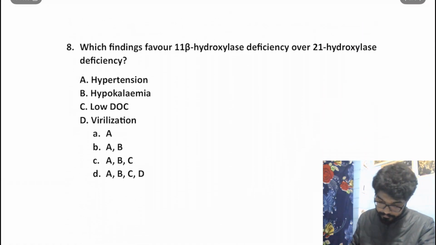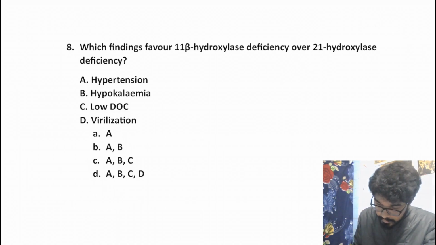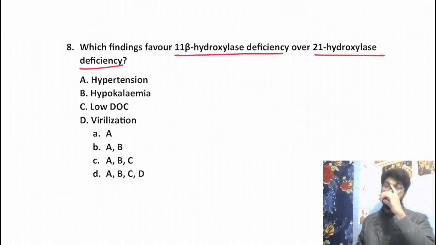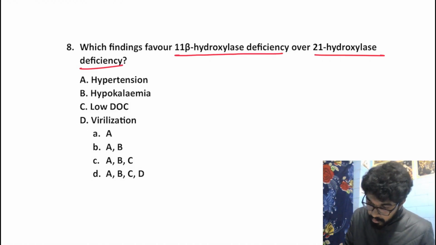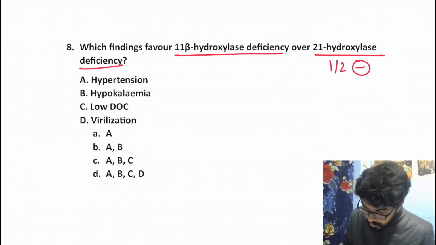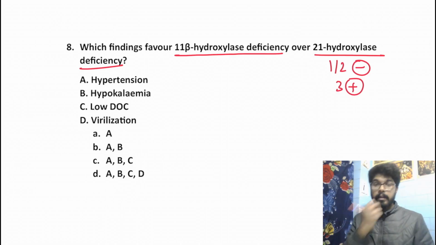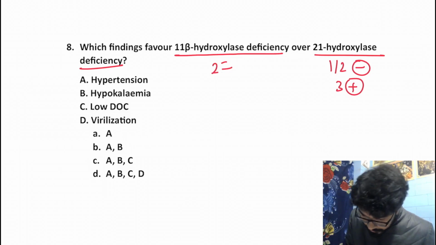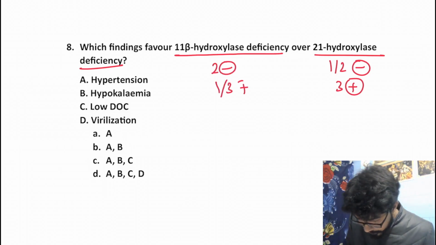Which findings favor 11-beta hydroxylase deficiency over 21 hydroxylase deficiency? Now, let's have a look. We all know that 21 hydroxylase deficiency is 1, 2 absent, and over here 3 would be excess, and 11-beta would be 1, 2, 2, 3, and 11 is only 2. So only 2 would be deficient, 1 and 3 would be excess.